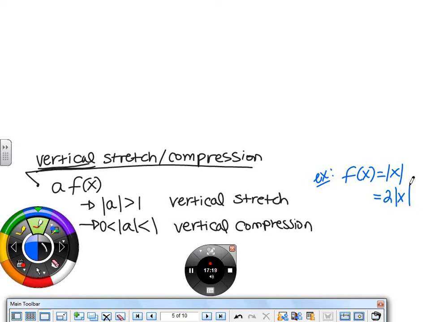Okay? Can somebody give me an example of compression if I'm using the absolute value function as my parent function? Yes. Good. So 1/2 or 0.5x would be an example of compression because that would make the slopes of those lines less steep, or it would be a wider V. Okay. All right, any questions?